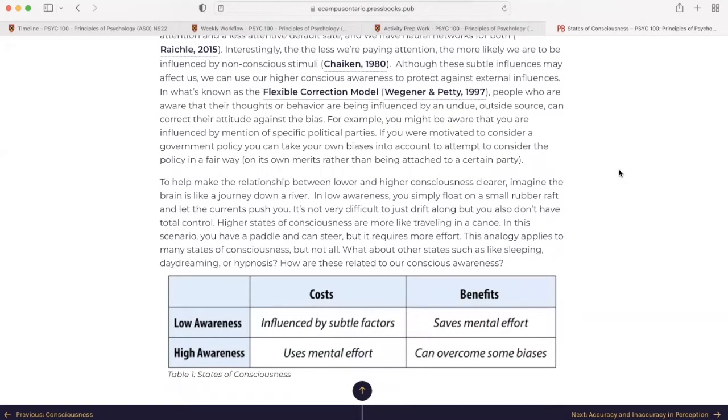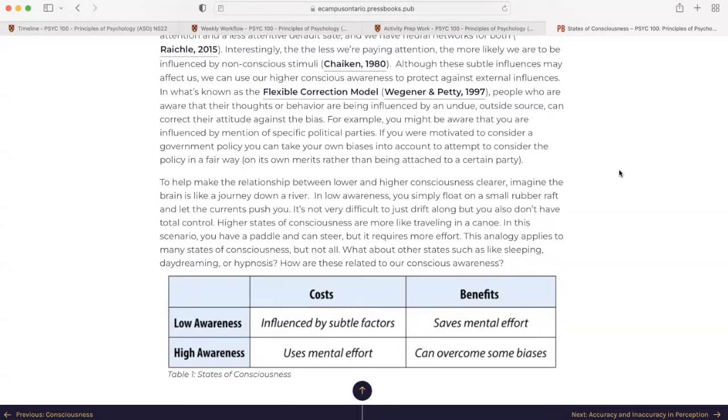For example, you might be aware that you are influenced by mention of specific political parties. If you were motivated to consider a government policy, you can take your own biases into account to attempt to consider the policy in a fair way, on its own merits, rather than being attached to a certain party.